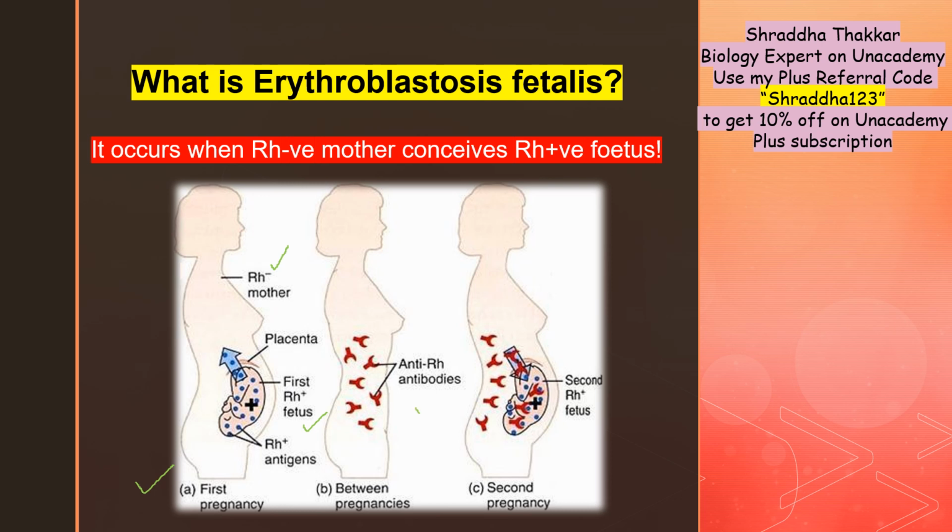But now the antibodies are already present, and when this mother conceives an RH positive fetus again, that is during her second pregnancy, the antibodies for RH, that is the D antigen, are already present in the mother's blood. And via placenta, these antibodies can enter the fetus. And since these antibodies are specific for the RH factor on the RBCs of the fetus, they will react, they will bind, and will lead to hemolysis of the baby's RBCs. So this is what is hemolytic anemia, also known as the erythroblastosis fetalis.